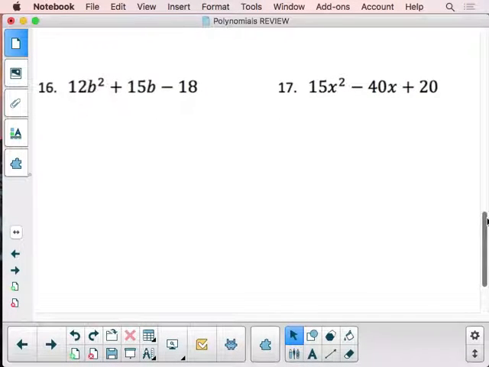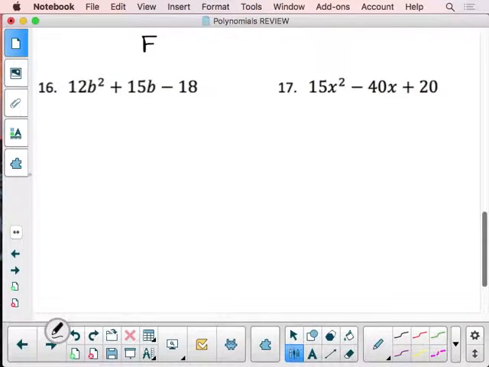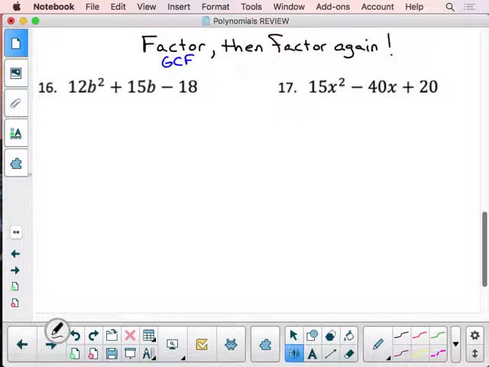We're going to factor, then factor again. All right? And what that means is these are all going to have a GCF. The first time you factor, that's you taking out the greatest common factor. And then the second time you factor is when you're going to find that product of two binomials. So let's start with problem number 16.